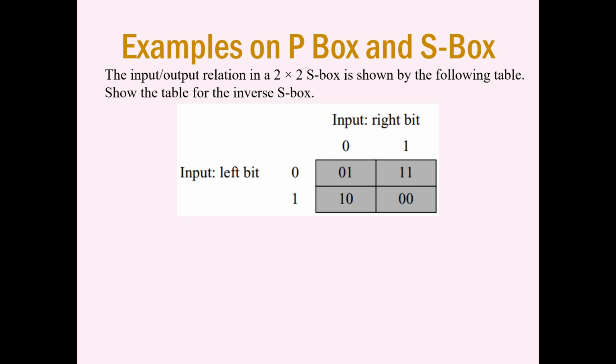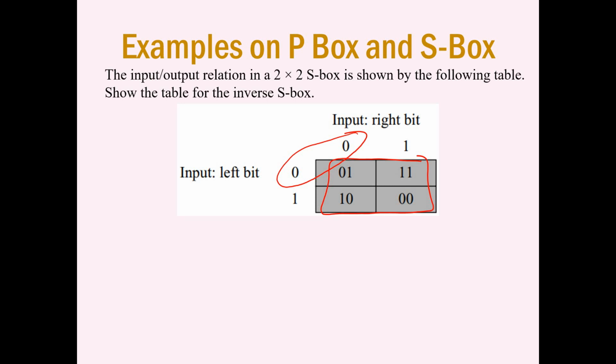So if you are given this particular job, the input left bit is 0, 1, because it's a 2 cross 2, so 2 inputs are given. You can see 0, 0 has been marked over here. Similarly, 0, 1, 1, 0, 1, 1 have been marked over there. So all the possible combinations are there, and these are the initial permutations available with us.